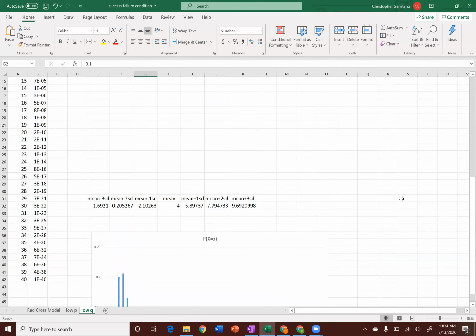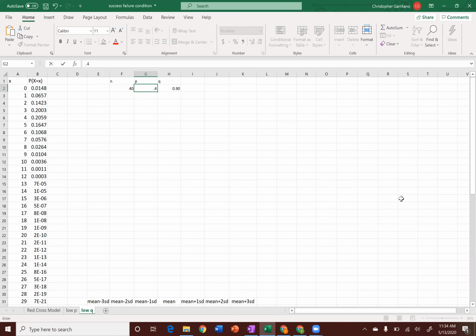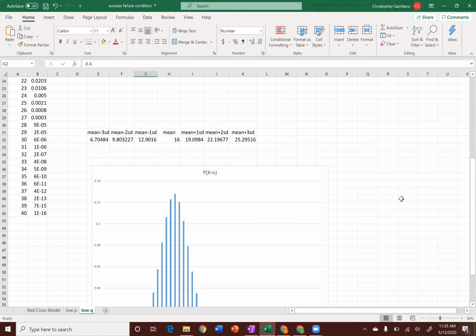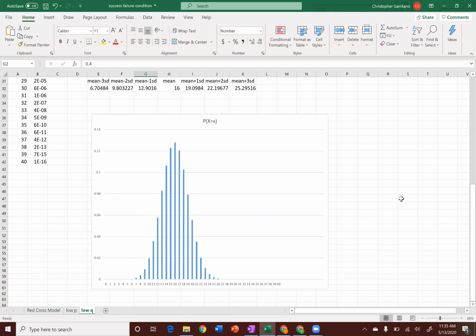However, let's say the probability of success is 0.4. Now we have a situation where n times p is greater than 10 and n times q is greater than 10. When that occurs, our binomial distribution is shifted in such a way that, no, it's not dead center, and that's okay, but it's shifted in such a way that there's enough space between the lowest value.